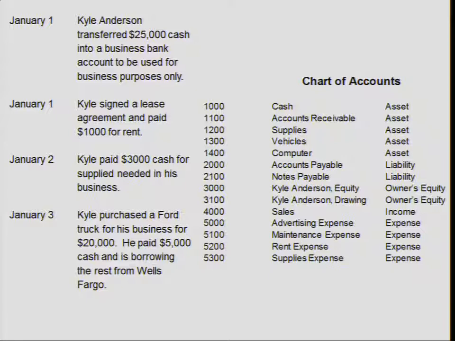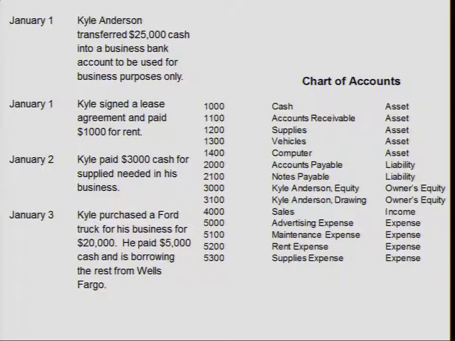The 4000s are indicated by income, and we have 1 income account in this example, and it's sales. Then in the 5000s, we have our last category, which is the expense type. And we usually list them starting with 5,000, going through to 5,300, etc. It depends upon the number of expense accounts that you have in your business. This is one example of account numbering.